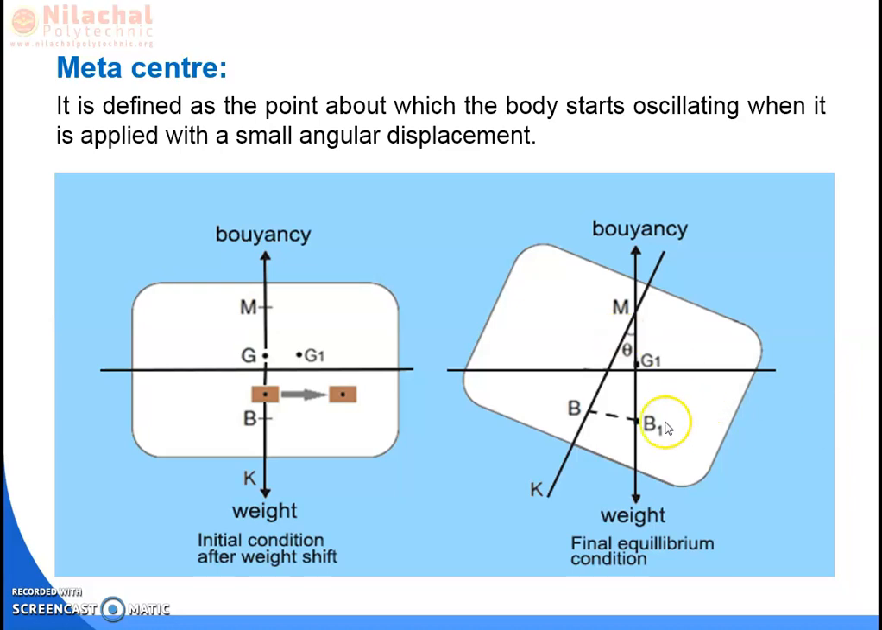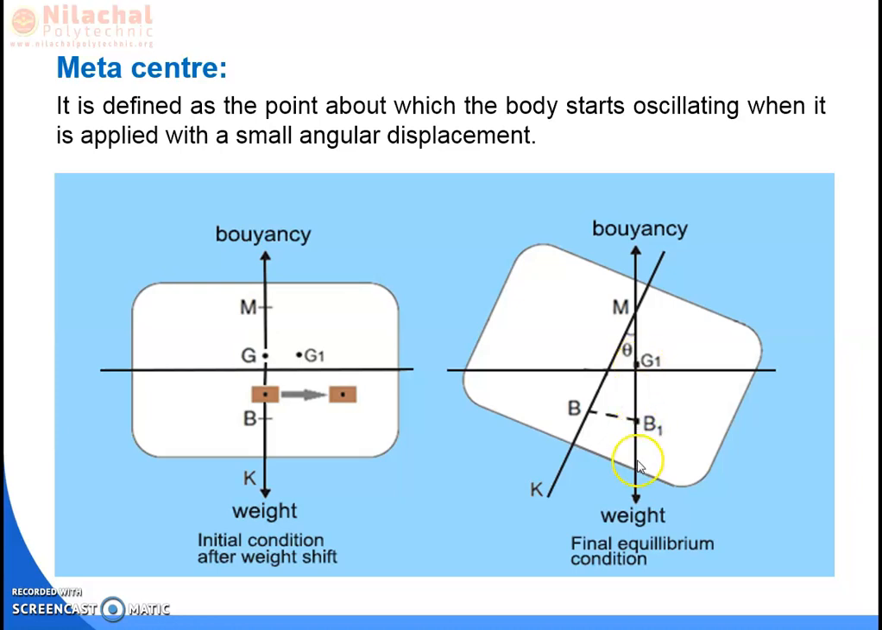From this, we see that the turning moment produced by the weight is balanced, the same amount of turning moment is given as resistance by the buoyancy force to that of the turning of the body. This buoyancy force causes the body to return to an equilibrium condition. Due to the turning effect, theta is the angular displacement of the body, and the buoyancy force changes its position from B to B1.